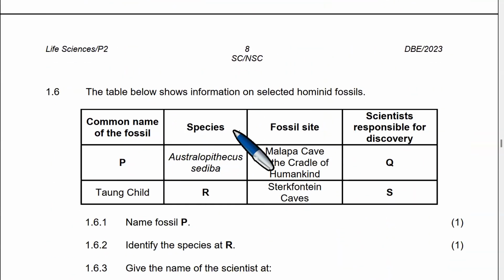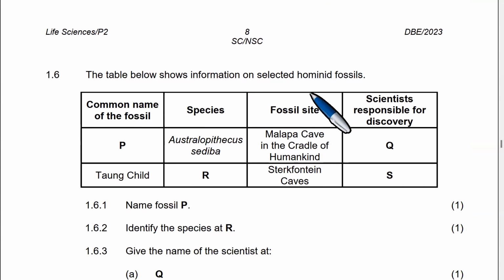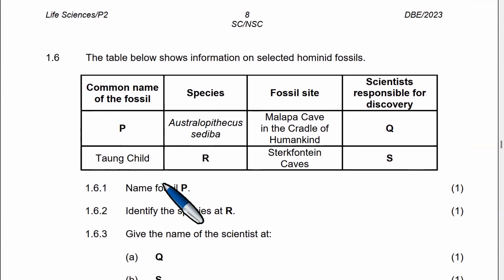The table below shows information on selected hominid fossils, and you have the common name of the fossil P, the Tung child, the species, the Australopithecus sediba. The Tung child species are the fossil site, the Malapa cave in the cradle of humankind, the Sterkfontein caves. Scientists responsible for discovery are Q and S, so we'll just fill in the table here.